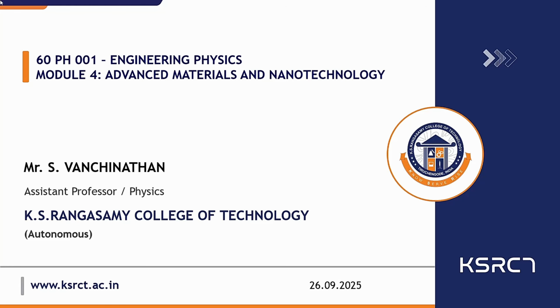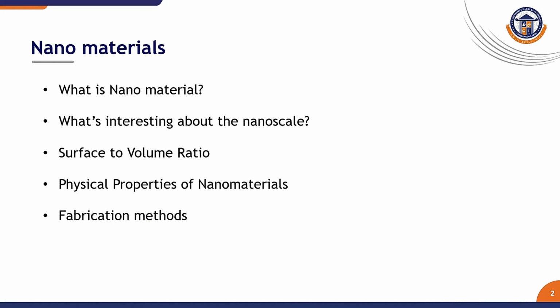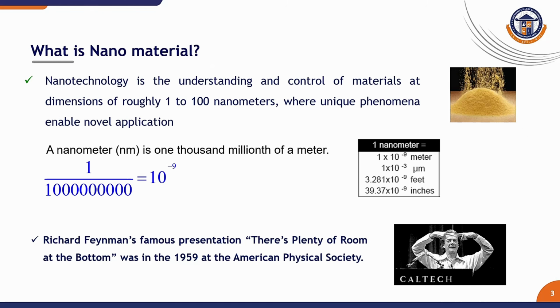Today we will be discussing Module 4 of Engineering Physics, Advanced Materials and Nanotechnology. This session will cover the fundamentals of nanomaterials, their unique properties, and methods of fabrication. The purpose is to understand why nanoscale materials behave differently from bulk materials and how we can explain those properties for engineering application. We start the introduction with definitions of nanomaterials.